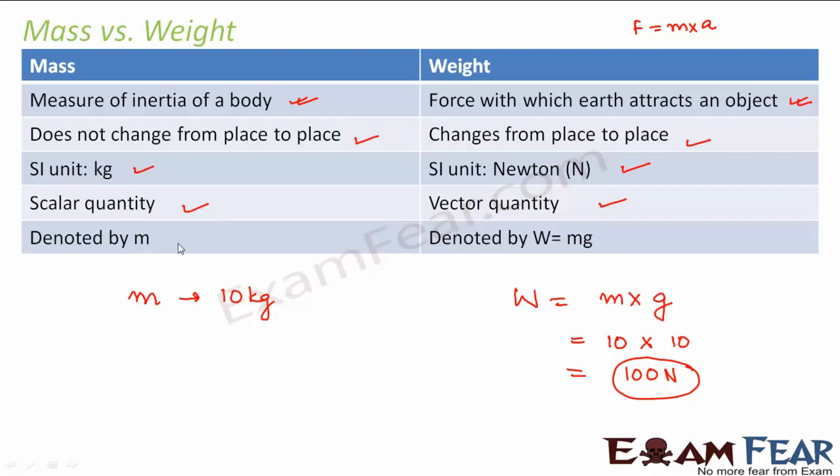Mass is denoted by a small m. Weight is denoted by capital W, which is equal to m into g. So weight is actually dependent on mass. As mass changes, the weight of the body will also change. So I hope now you understood that whenever we go to a shop and we say give me 5 kilos of mangoes, that 5 kilo is nothing but the mass of the mango. It is not the weight of the mango, right?